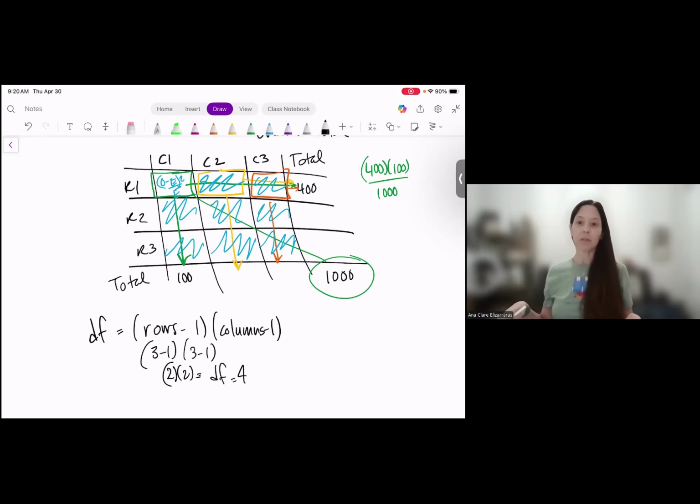Then your conclusion is based on the p-value and your probability calculations, same as with chi-square, all of those things. So the conditions are the same as chi-square. The difference is how you calculate expected value and your degrees of freedom, and the way that you set up your null and your alternative hypothesis. So let's get into some practice examples.